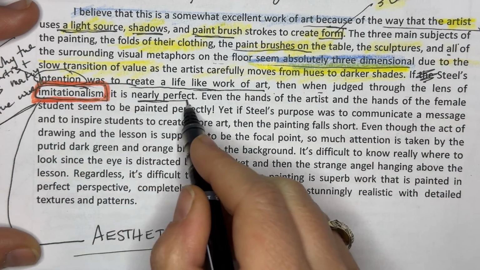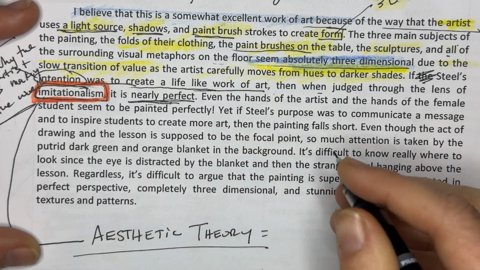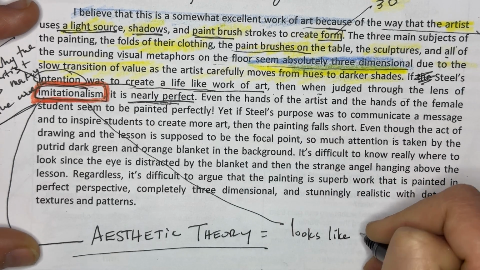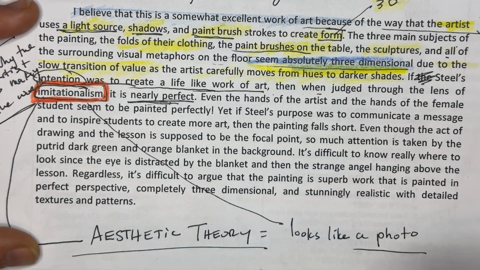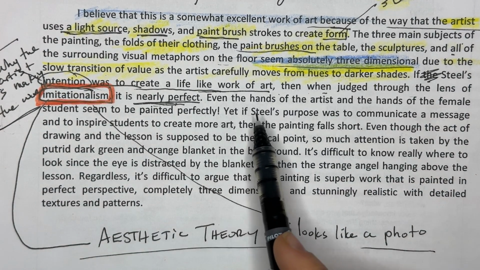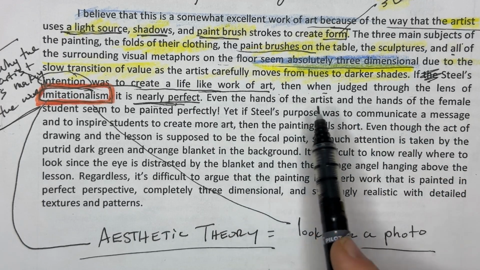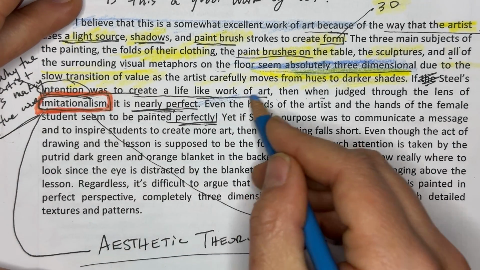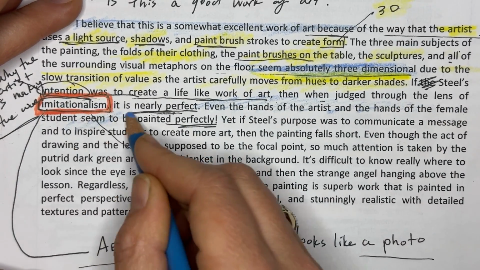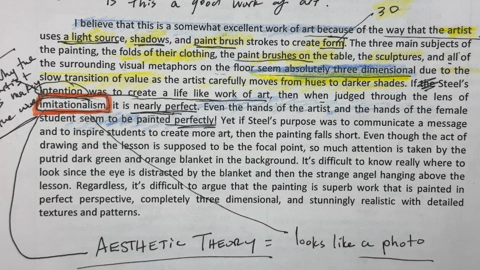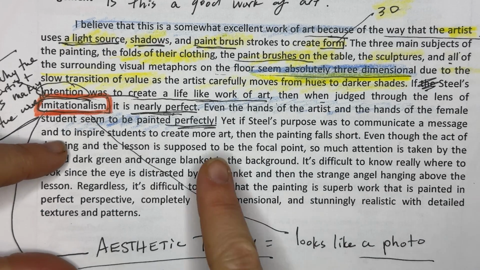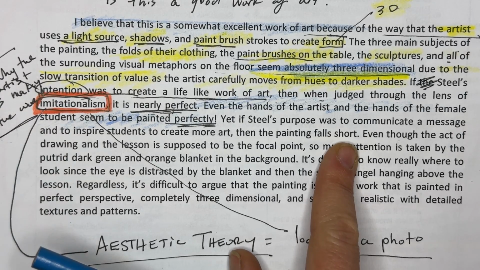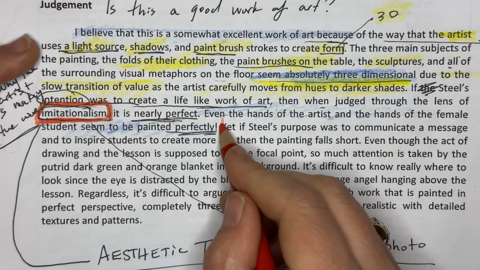It is neat and perfect, right? So aesthetic theory, imitationalism means it looks like a photo. That was the intention. Like it is so well painted, that's why it's a good work of art. Even the hands of the artist and the hands of the female student seem to be painted perfectly. Okay, I would say that's an opinion though. Yet, if Steele's purpose was to communicate a message and to inspire students to create more art, then the painting falls short. So interesting. So we're talking about two different purposes, right?